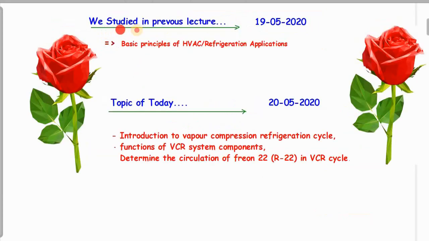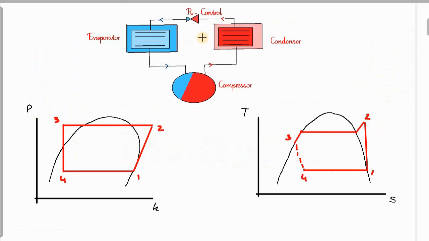Okay, in the previous lecture we already discussed the basic principles of HVAC and refrigeration applications. Today we will study the following topics. The first is the introduction to the vapor compression refrigeration cycle, the second is the function of the VCR system components, and the third is to determine the circulation of Freon 22 (R22) in the VCR cycle. Okay, so let's start.